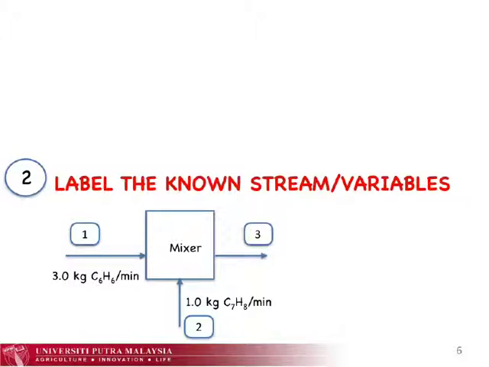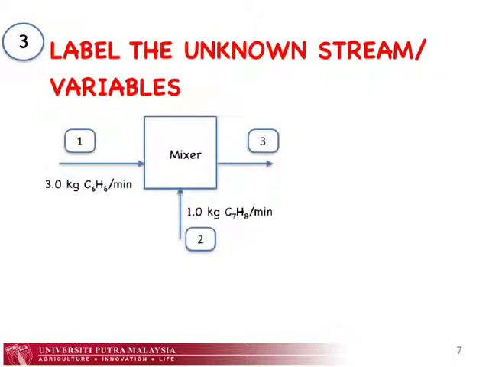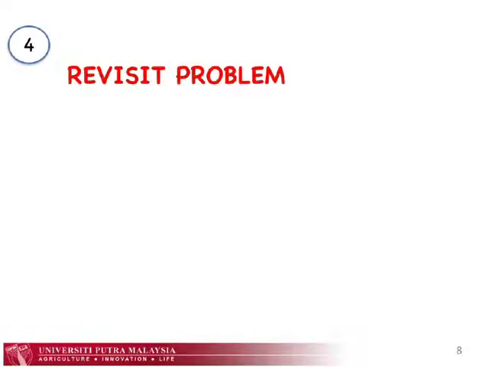Next, we are going to replace the variables on the streams and label the unknown streams. For stream number 3, we are going to denote the outlet stream flow rate as m dot. Since the compositions are interdependent, we can choose one variable as x and the composition of the other as 1 minus x. Here we are going to have x kilogram of benzene per kilogram of mixture and respectively 1 minus x kilogram of toluene per kilogram of mixture.